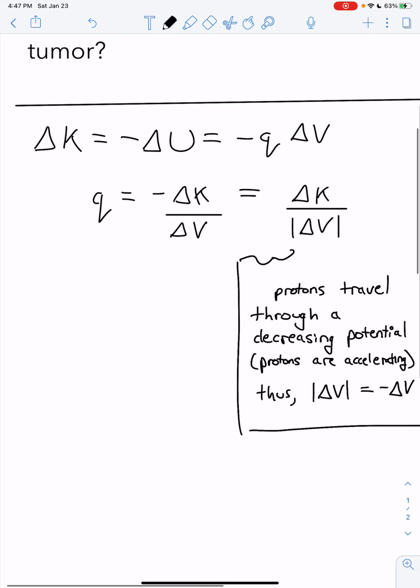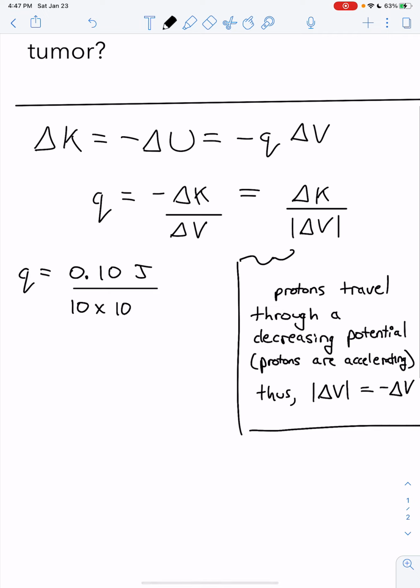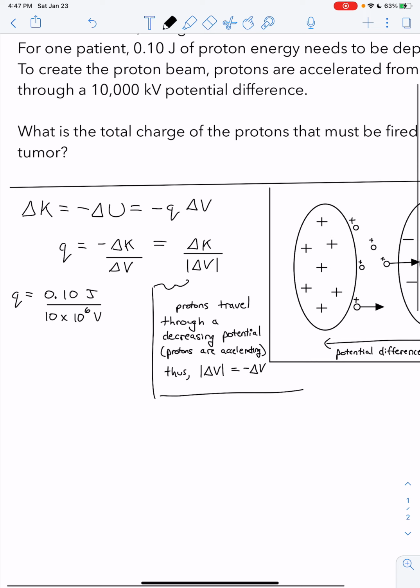Okay. So back over here, we're going to go and solve for Q. And we've got a change in energy of 0.10 joules. We know that's the goal. We were told that's the amount of kinetic energy that we need. And we were also told that we have a potential difference of 10 times 10 to the 6 volts. And the 10 to the 6 factor you've got to carefully extract.